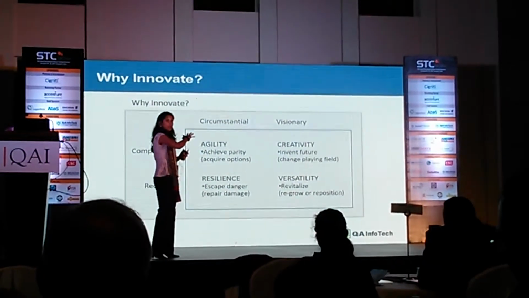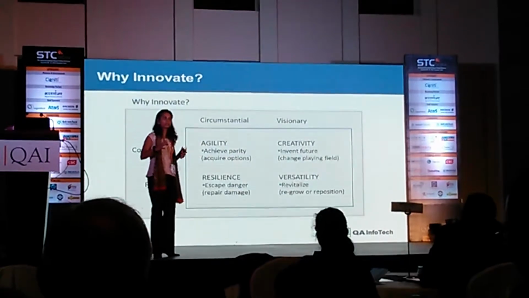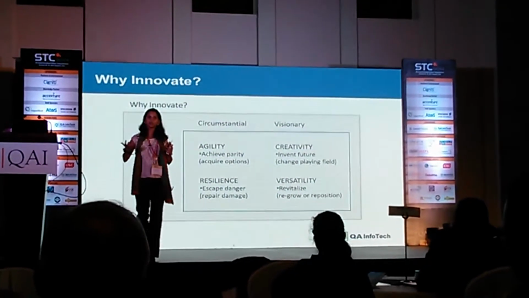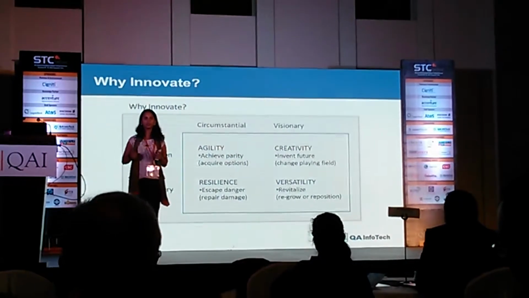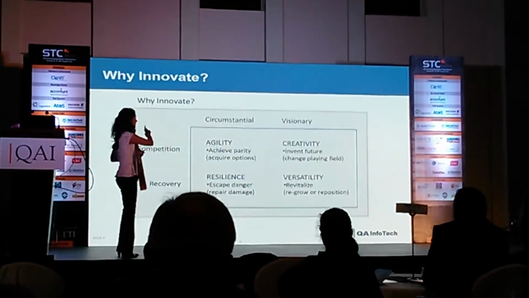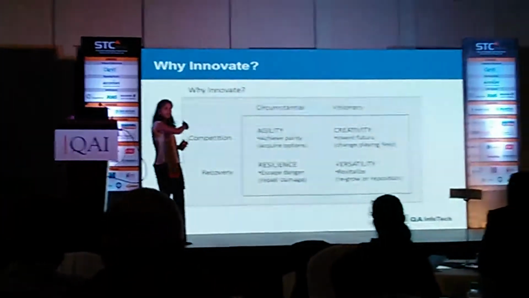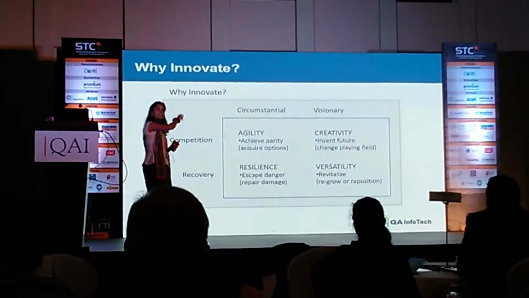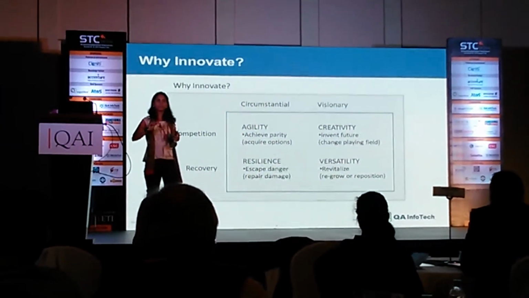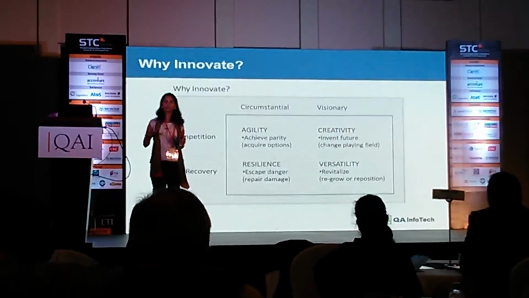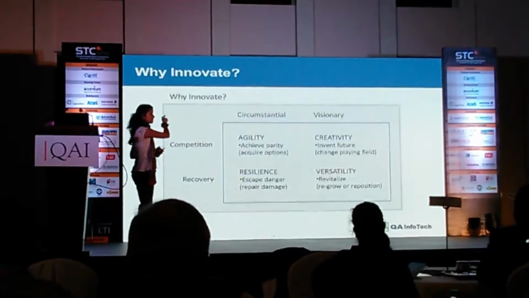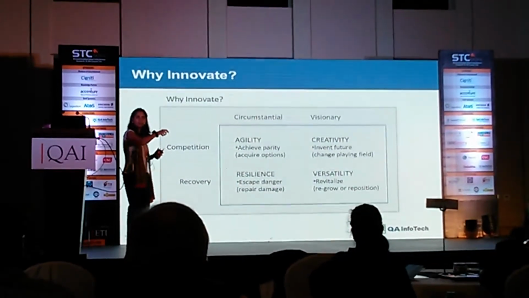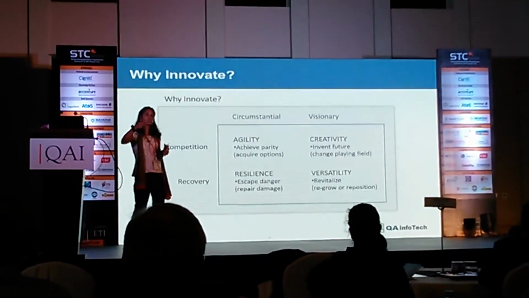And to me, this matrix was simple yet comprehensive, covering fully in terms of why really innovate. So if you see along the vertical axis, you have competition and recovery. Along the horizontal, you have circumstantial and visionary. So this applies not just to organizations, but even to us as individuals, where we can easily plot ourselves here to see where exactly we belong and where we actually need to get to.